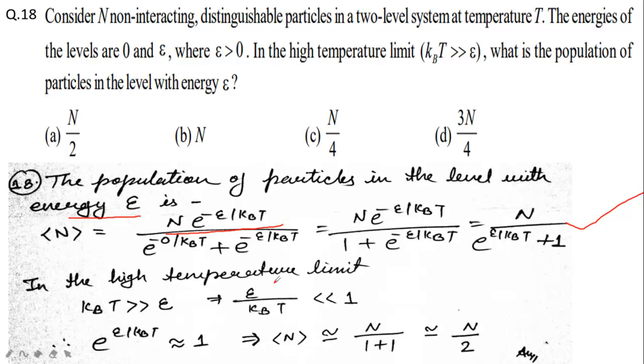But in the high temperature limit, meaning kBT is greater than epsilon, epsilon upon kBT is less than 1. That means it is a very small quantity, so exponential raised to a very small quantity means 1. So n over 1 plus 1, that means n over 2. So the correct answer will be option A, n by 2.